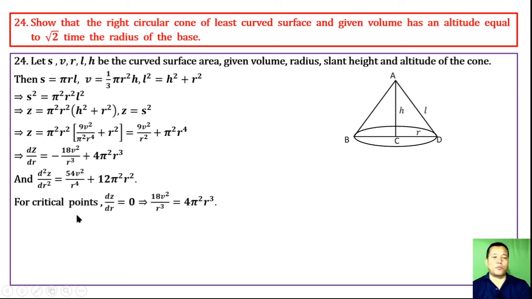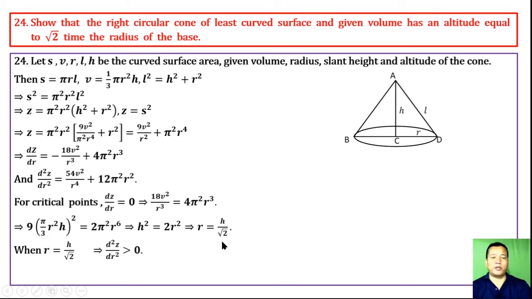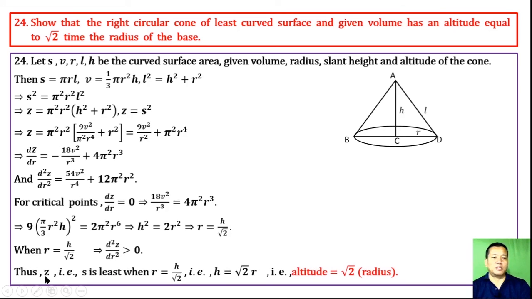For critical points, for maxima or minima, we have to put dZ by dr equal to 0. That is, this expression equal to 0. Solving, and putting the value of V, we get r equal to h by √2. When r is h by √2, the value of the second order derivative is positive, as these are the sum of two positive numbers. Thus Z, that is S, is least when r is h by √2. That is h equal to √2 times r. That is, h is the altitude, and √2 times r is √2 times the radius. Hence, proof.